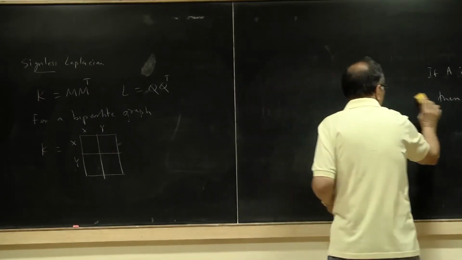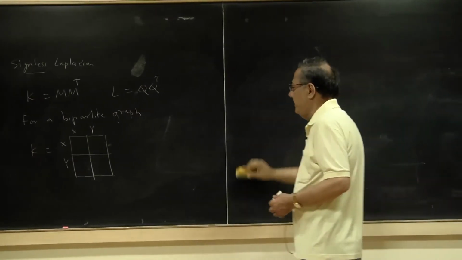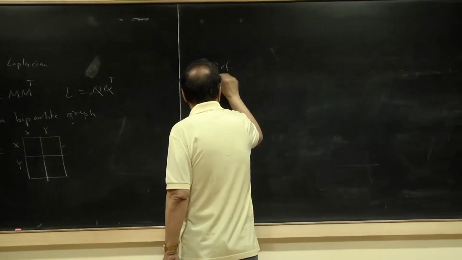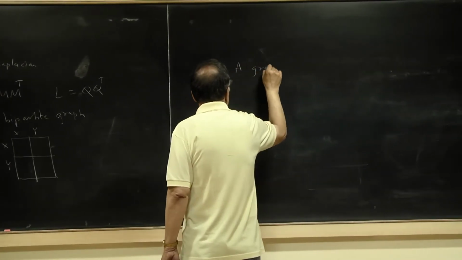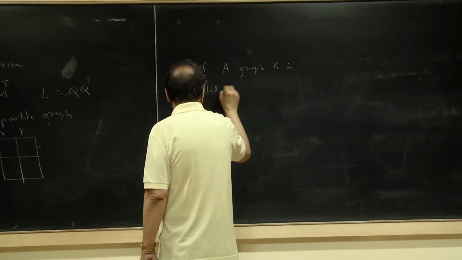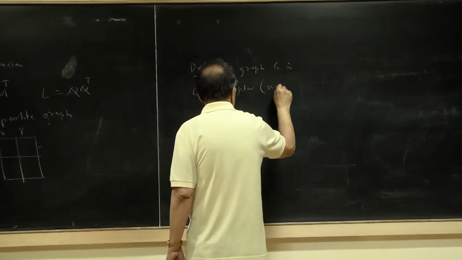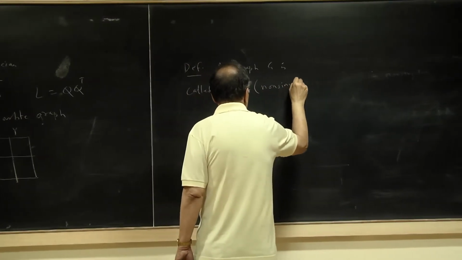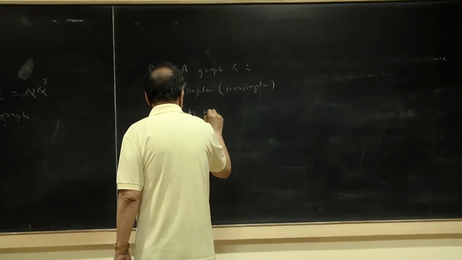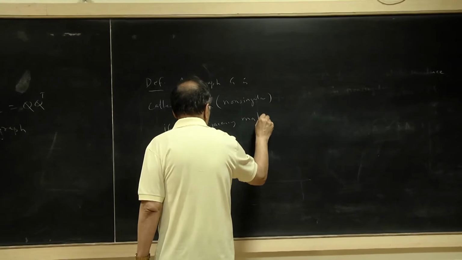Now we have this concept of singular graph and non-singular graph. Definition: a graph G is called singular or non-singular if its adjacency matrix is singular or non-singular. That's the standard terminology.